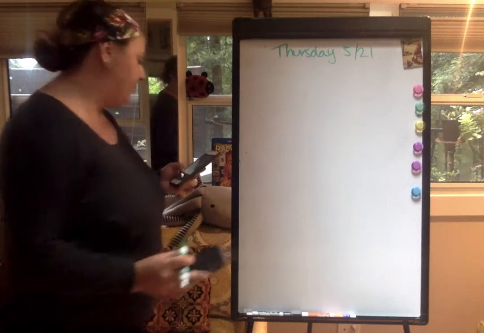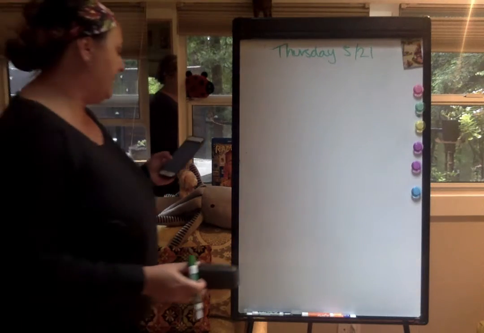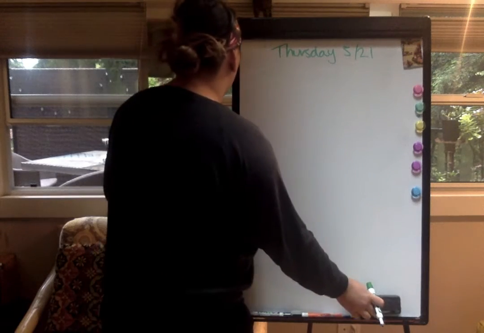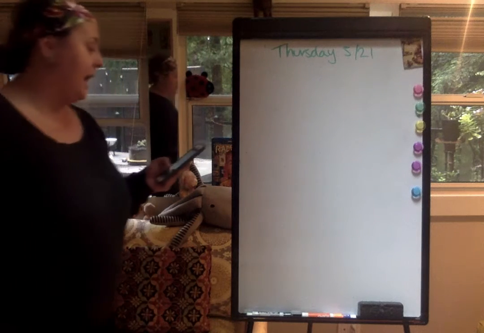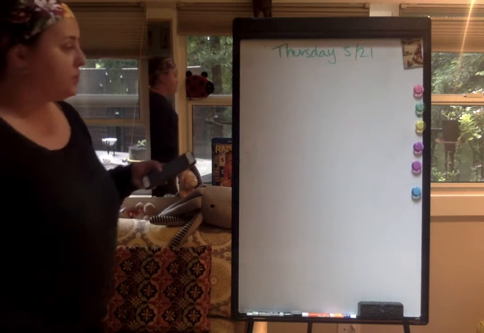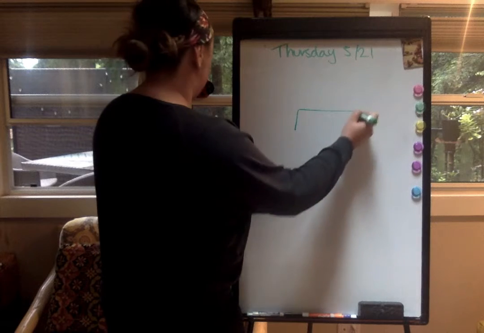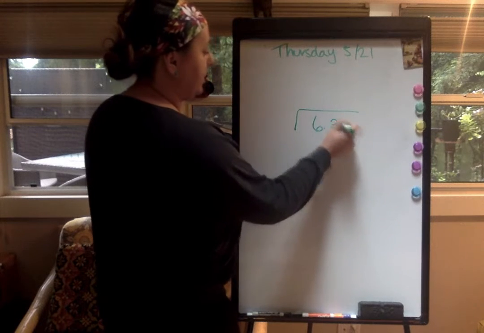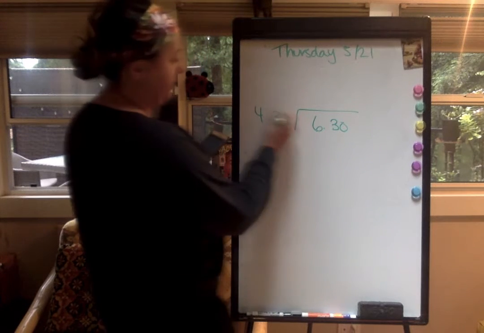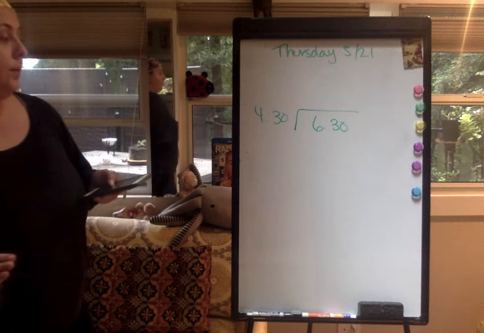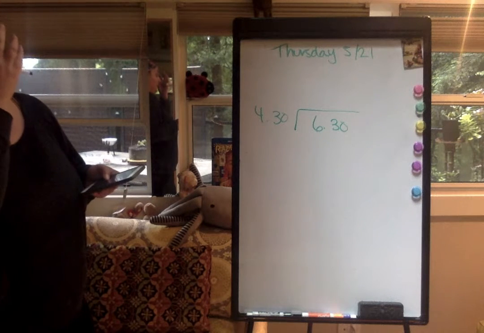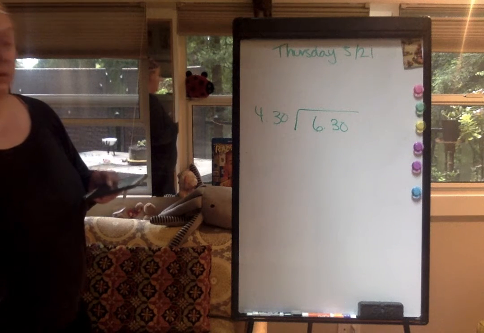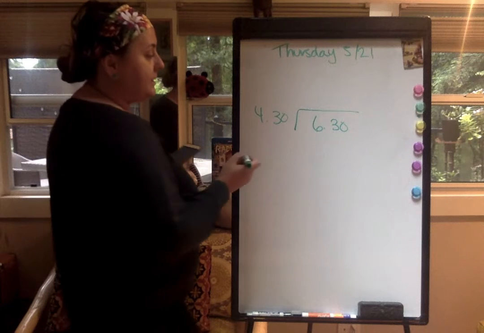Okay, cheese costs $4.20 per pound. If Miss Rivera spent $6.30 on cheese, how many pounds did she buy? So what it's basically asking you is to take $6.30 and divide it by $4.30. Now, you do this the exact same way that you would a normal thing. Just because it's money, it doesn't matter.